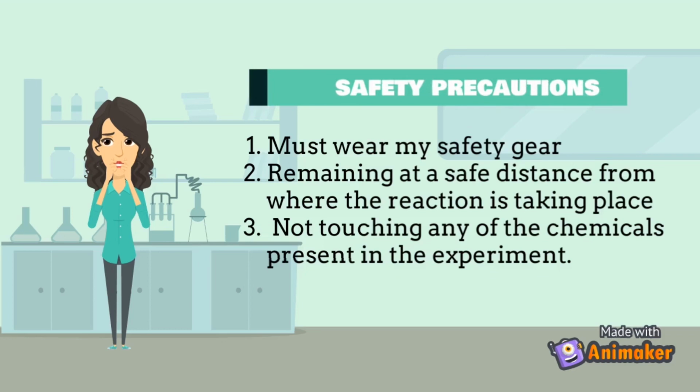Last, but definitely not least, are the safety precautions. One is to always wear safety gear. Because there are chemical reactions taking place, you want to ensure your safety by wearing safety gear or lab equipment. Remaining at a safe distance from where the reaction is taking place is another vital point because the chemical reactions can be aggressive. The last, but definitely not the least, is not touching any of the chemicals during the experiment. When they're in a chemical reacting state, they can be quite dangerous for anyone in direct contact.